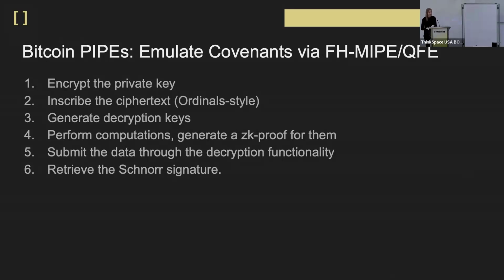But anyway, generate all the decryption keys which are relevant to the functionalities you want to execute over the ciphertext, and then perform these computations. Basically, generate the ZK proof for them, put the ZK proof into the decryption functionality, and if the verification within this decryption functionality happens correctly, cool, get your Schnorr signature over the data you've put as an input in there. So theoretically, that's the framework, that's the blueprint, right?